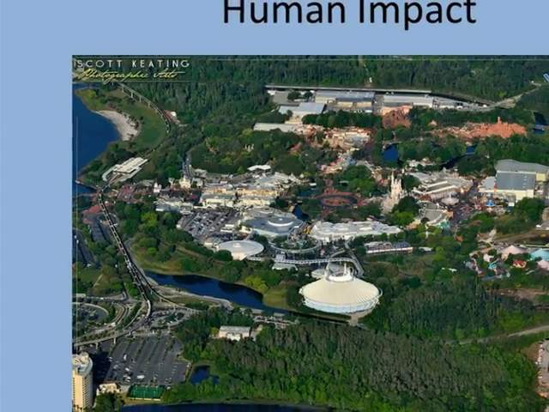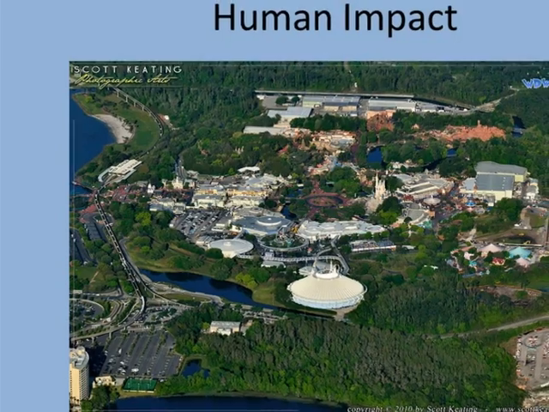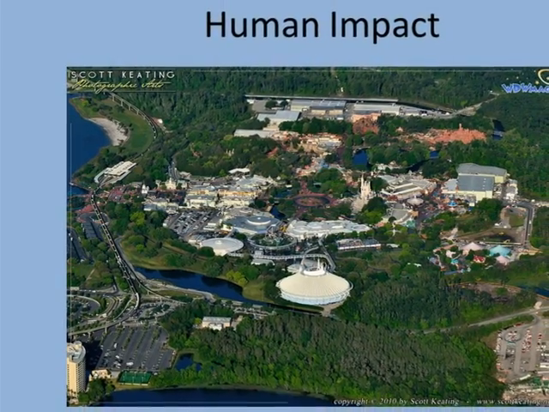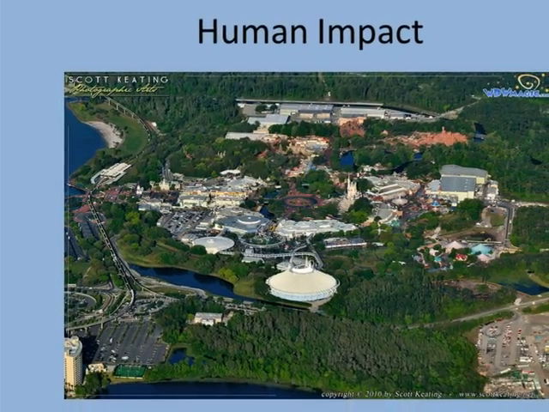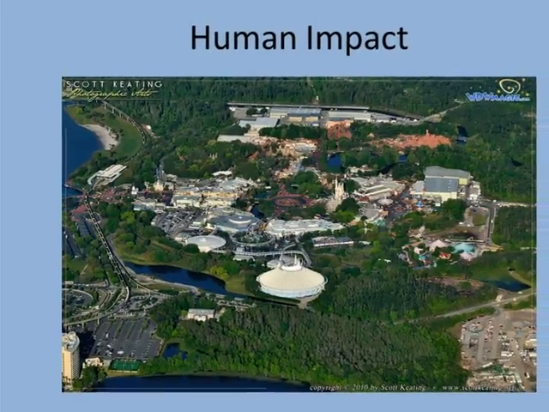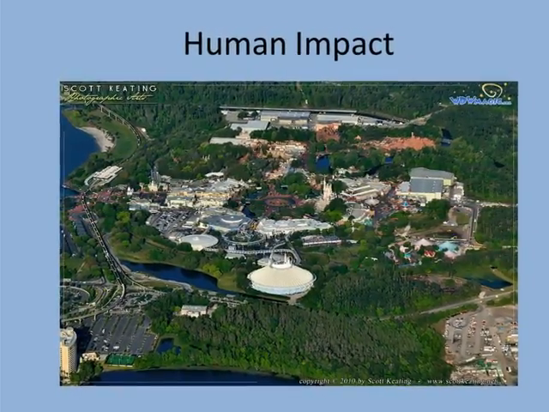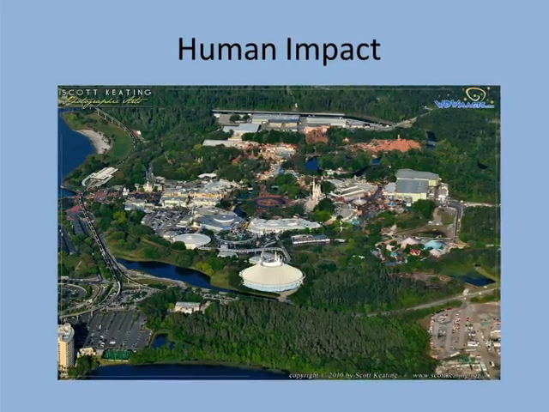One of the most famous examples of humans infringing upon wetlands is Walt Disney World in Orlando, Florida. Disney World is built upon swampland. At the time of its construction, environmental concerns were not prominent, and now Disney is involved in conservation efforts.